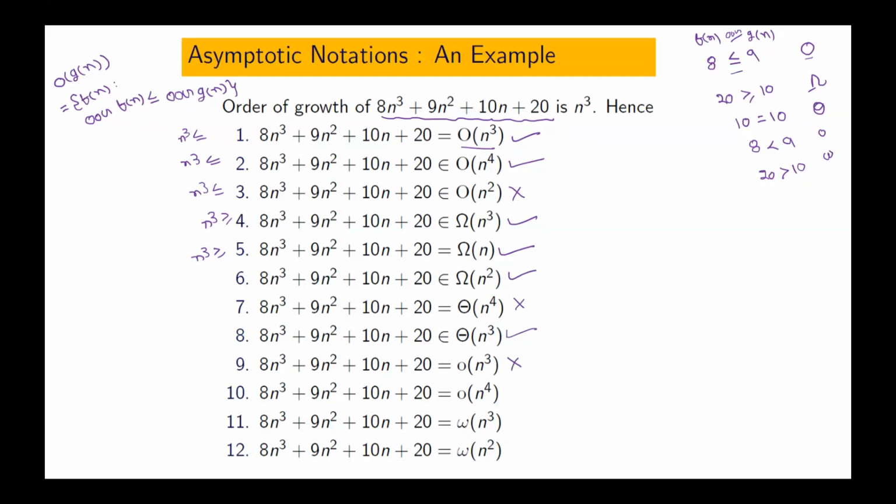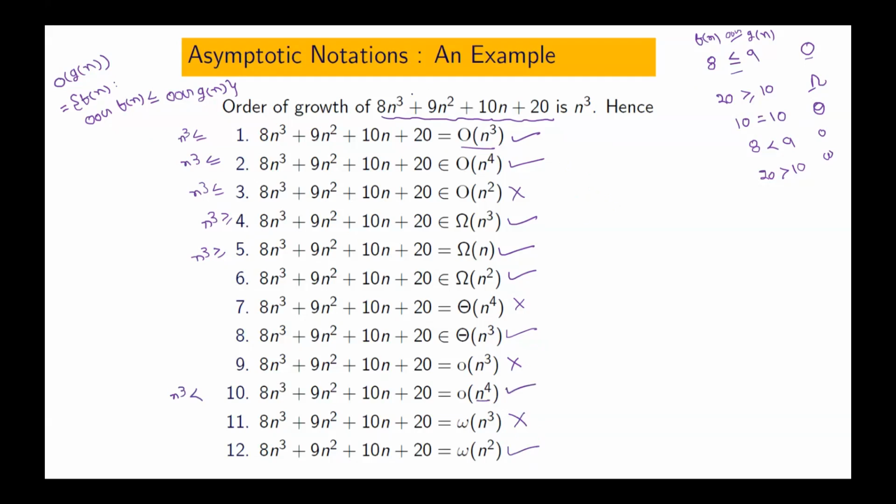Tenth? True, because strictly lower. That means n cubed is strictly lower than n power 4. That is the meaning. It is true. What about 11th one? False. Strictly greater. Is that correct? Yes. What about 12th one? True.